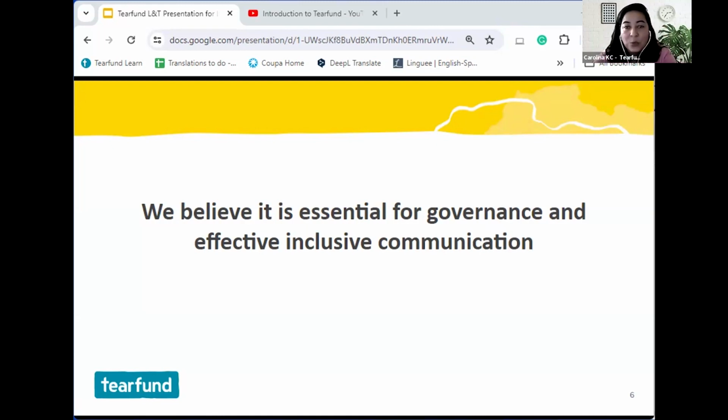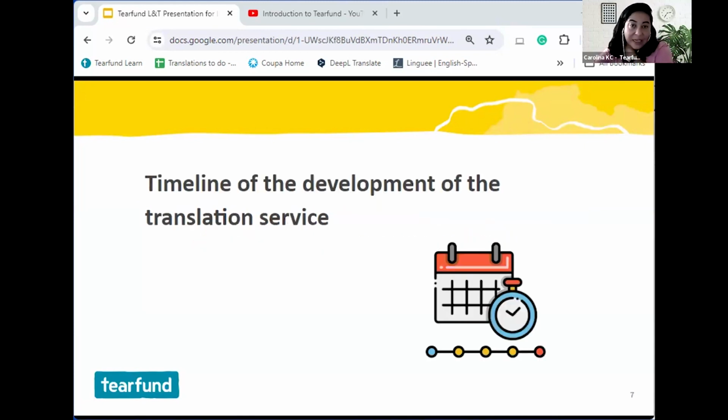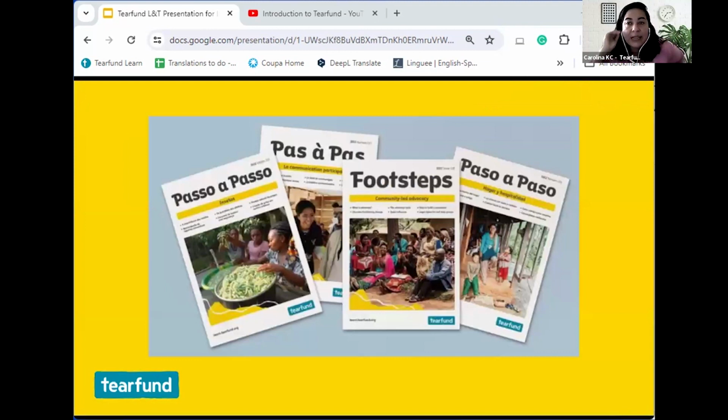So as I said, this is where we probably are now, but that doesn't mean we started that way from the beginning. So I'm going to share very briefly a bit of a timeline of how we arrived here. The seeds of a current day language and translation team were planted in the 80s when a Tearfund overseas worker called Isabel Carter developed a strong relationship with and an understanding of what would become a key Tearfund audience. And this is our Footsteps readers.